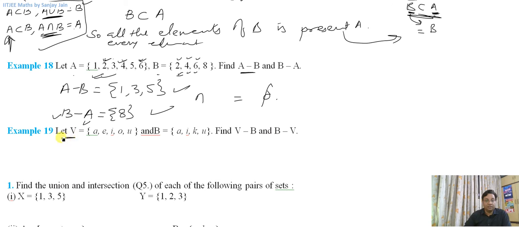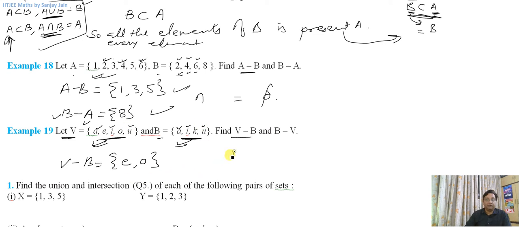Now this is V, that is the set of vowels, and B is the set of A, I, K, U. V minus B: the elements that are present in V but not in B. So A is present in both, I will not take it. E, I'll take it. O, I'll take. Now see, I have not taken A because it is there in B also. I have not taken I, I have not taken U because they are present in both.